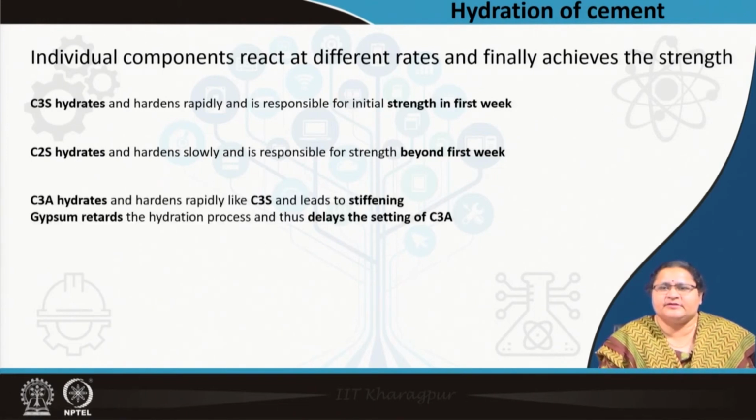C3A, that is tricalcium aluminate. This hardens rapidly, similar to C3S, and leads to stiffening of the item. So the item becomes stiff because you cannot de-shape it. Gypsum retards the hydration process and thus delays the setting of C3A and also of C3S. So, that is the major role of gypsum in cement.